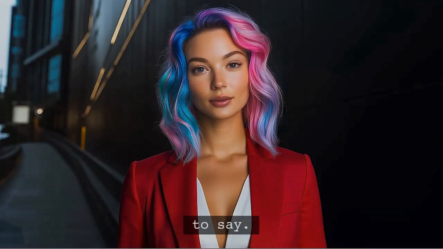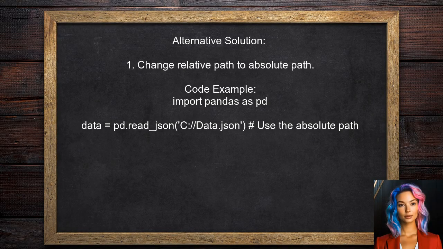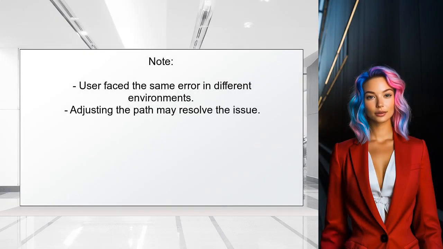Let's see what someone else had to say. An alternative solution provided by a user suggests changing the file path from a relative to an absolute path. They recommend modifying your code to specify the absolute path to the JSON file. The user mentions encountering the same error when switching from Jupyter Notebook to PyCharm's console, highlighting that this path adjustment can help resolve the issue.